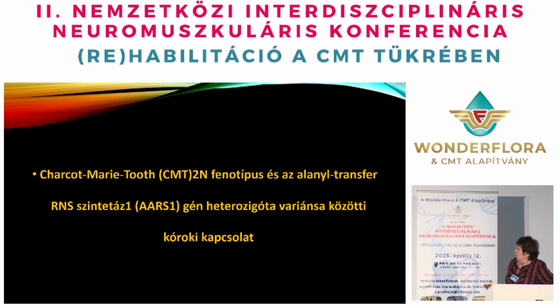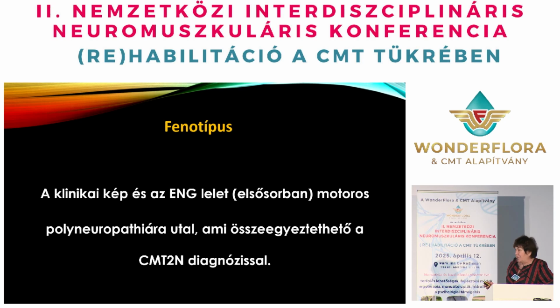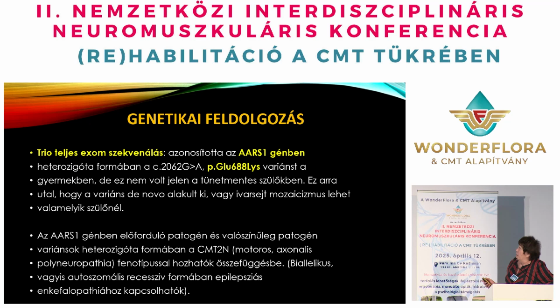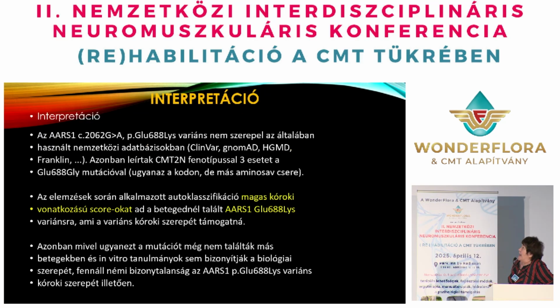And we examined the CMT with the heterozygote mutation of the AARS1 gene. We were looking for the motor connection because we are talking about the motor polyneuropathy. We carried out the full exon sequencing on the parents and on the child, and we found a heterozygote variant in the AARS1 gene, which led to an amino acid swap in the glutamine and lysine amino acids, which led to the polyneuropathy. This is a missense mutation.